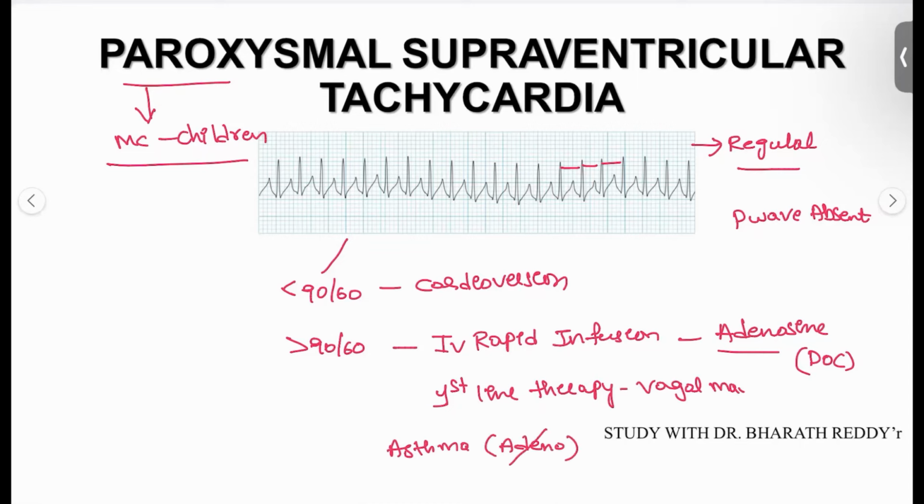You should not give adenosine. In this patient, what can you give? The drug of choice is verapamil. Verapamil can be given in this patient. So this is how paroxysmal supraventricular tachycardia is treated.